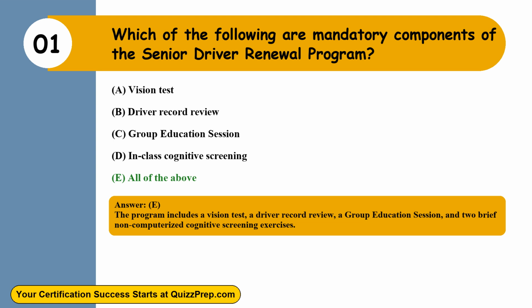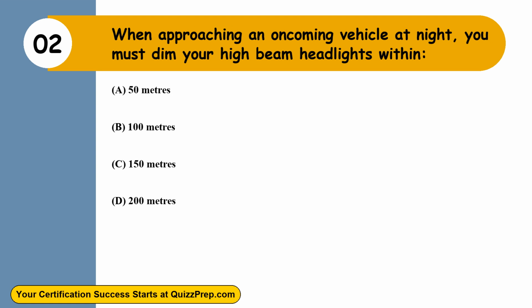exercises. Question 2. When approaching an oncoming vehicle at night, you must dim your high-beam headlights within Option A, 50 meters. Option B, 100 meters. Option C, 150 meters. Option D, 200 meters.